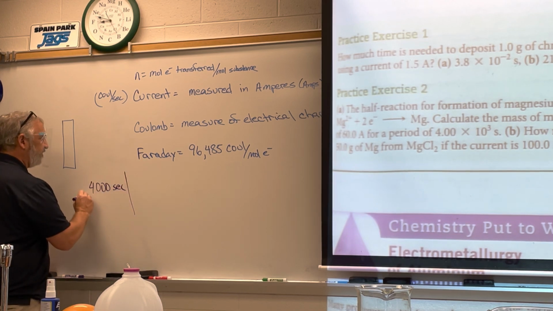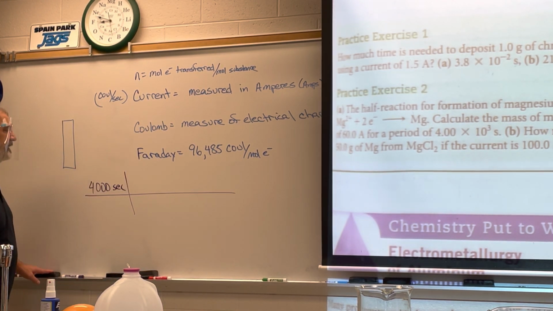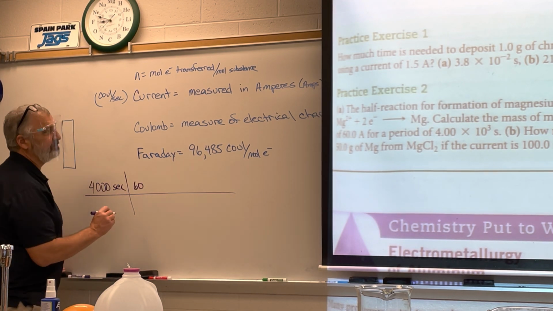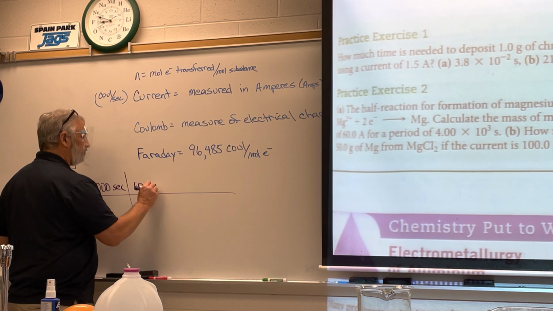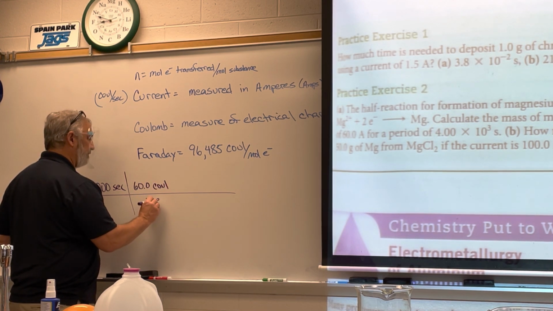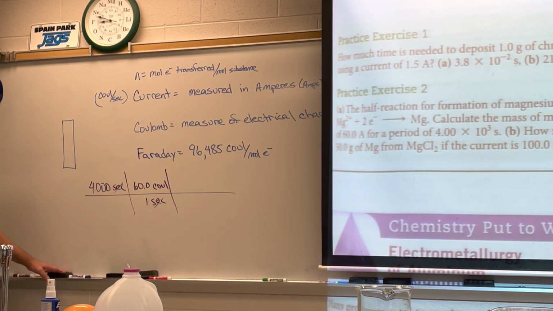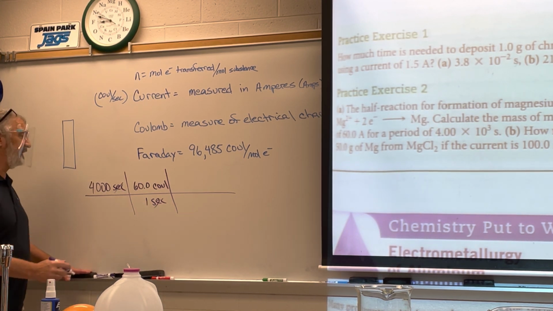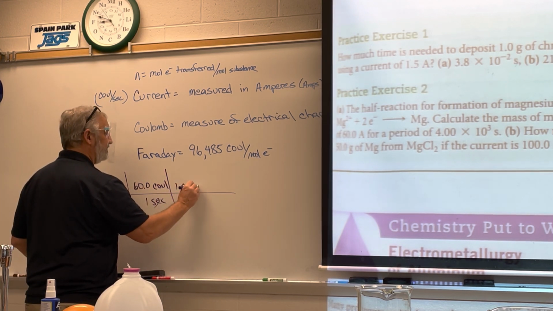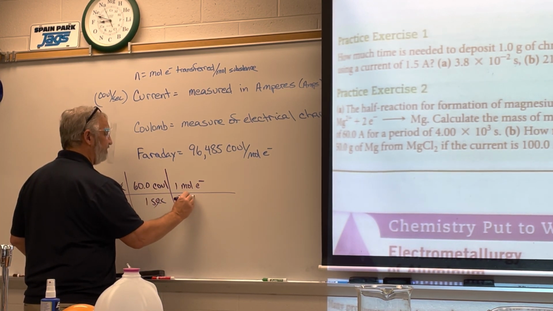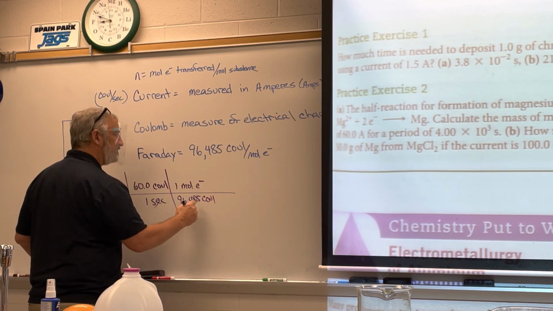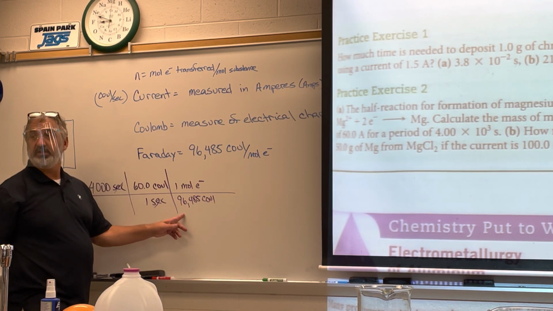So what conversion factor do I want to use with seconds in it? Amps, right? Okay, so it's given as 60 amps. So that's going to be 60.0 coulombs for every 1 second. Okay, so now I have a charge. What has coulombs in it? The Faraday. So I say 1 mole of electrons for 96,485 coulombs. And again, this number is given in your equation sheet, so you don't have to memorize that number.